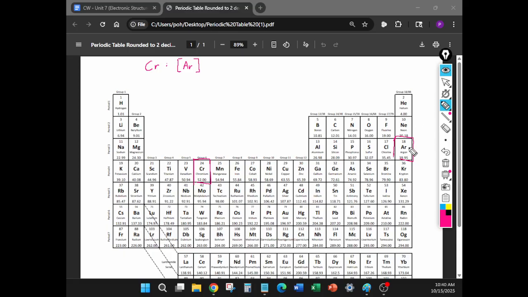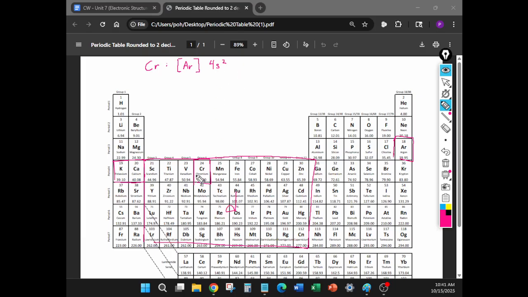All right, so we got up to argon, so let's start counting from here. If you remember, this section is the S subshell, right? So we've got to do those. So it'll be 4s2. And if you remember this section right here, we call this the D subshell. Okay, so we're going to have a number and D.